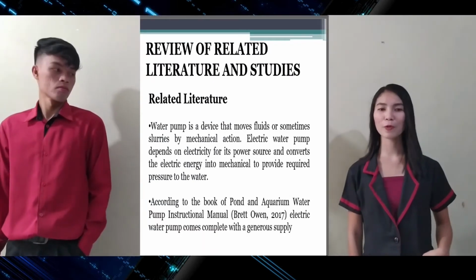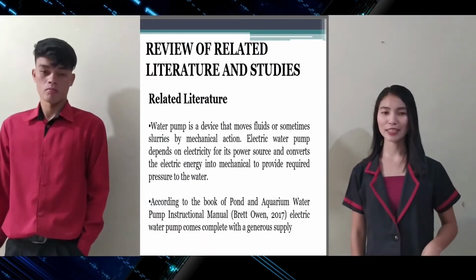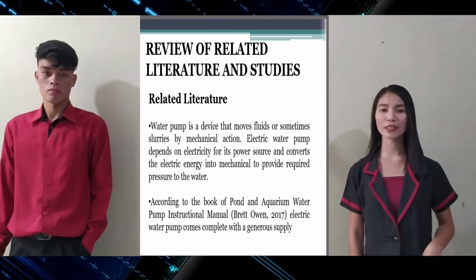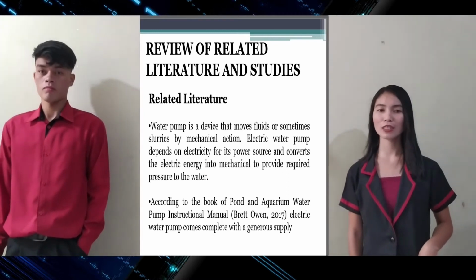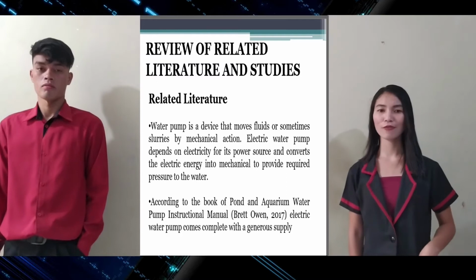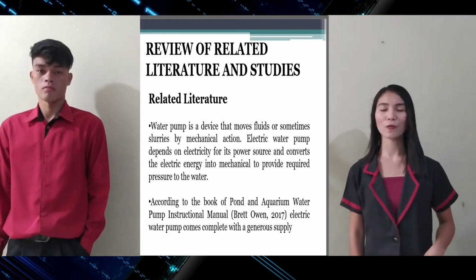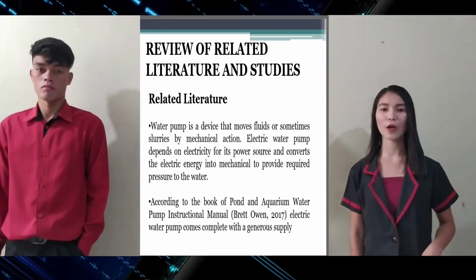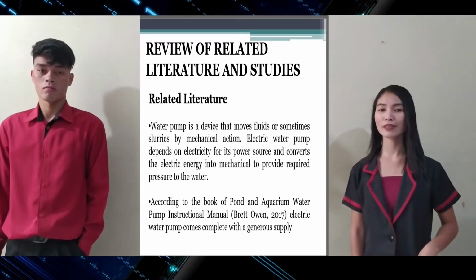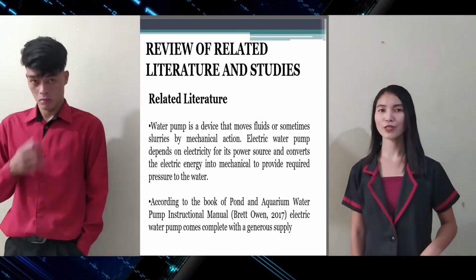Chapter 2, Review of Related Literature and Studies. This chapter presents the review of literature and studies which are connected and relevant to the development of an automated system for fish hatchery operations and the different technology used by the researchers.